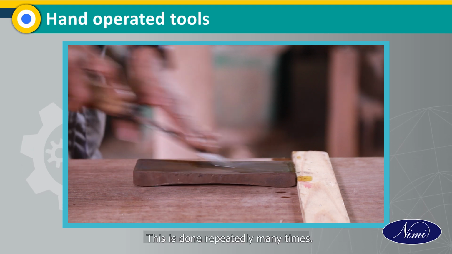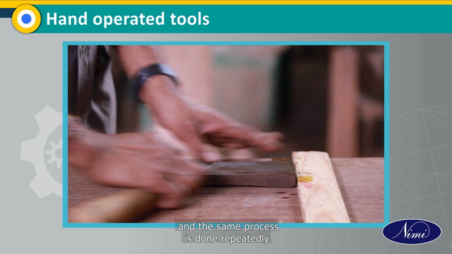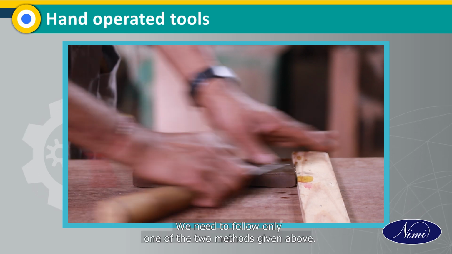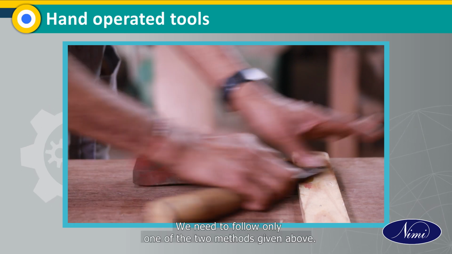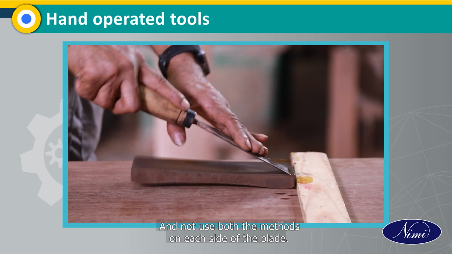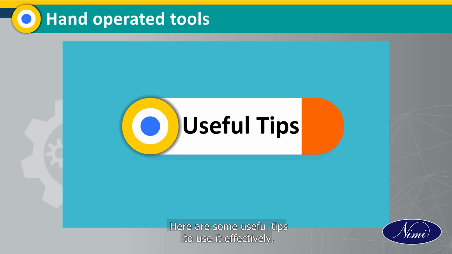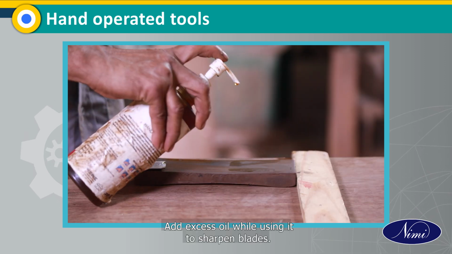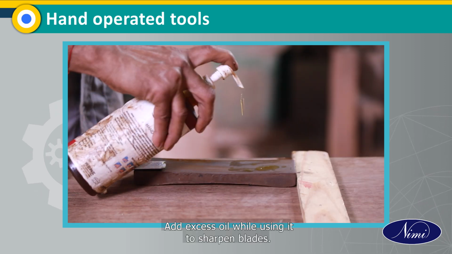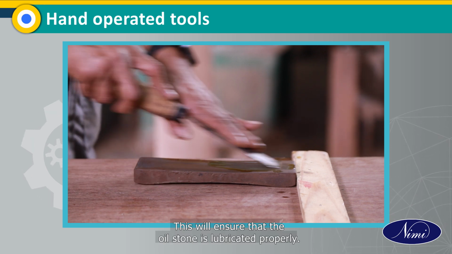This is done repeatedly many times. Then the blade is flipped and the same process is done repeatedly. We need to follow only one of the two methods given above and not use both the methods on each side of the blade. Here are some useful tips to use it effectively. Add excess oil while using it to sharpen blades. This will ensure that the oil stone is lubricated properly.